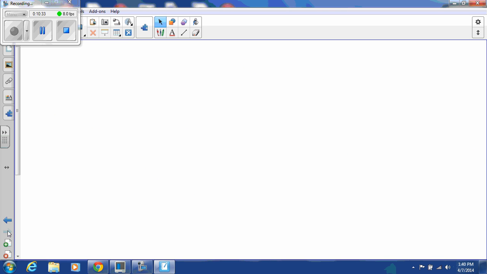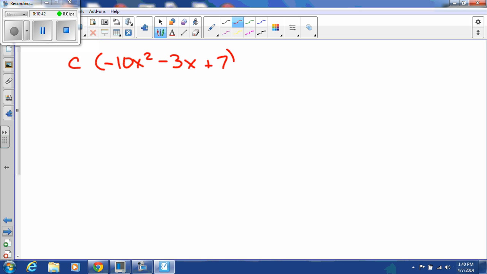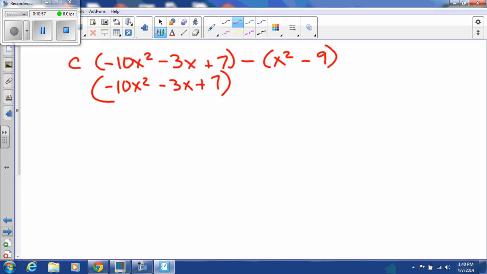Two more examples. Using the same level, we have negative 10x squared minus 3x plus 7 minus x squared minus 9, which becomes negative 10x squared minus 3x plus 7. This first trinomial that has three terms plus the opposite of x squared, which is negative x squared, the opposite of negative 9, which is positive 9.